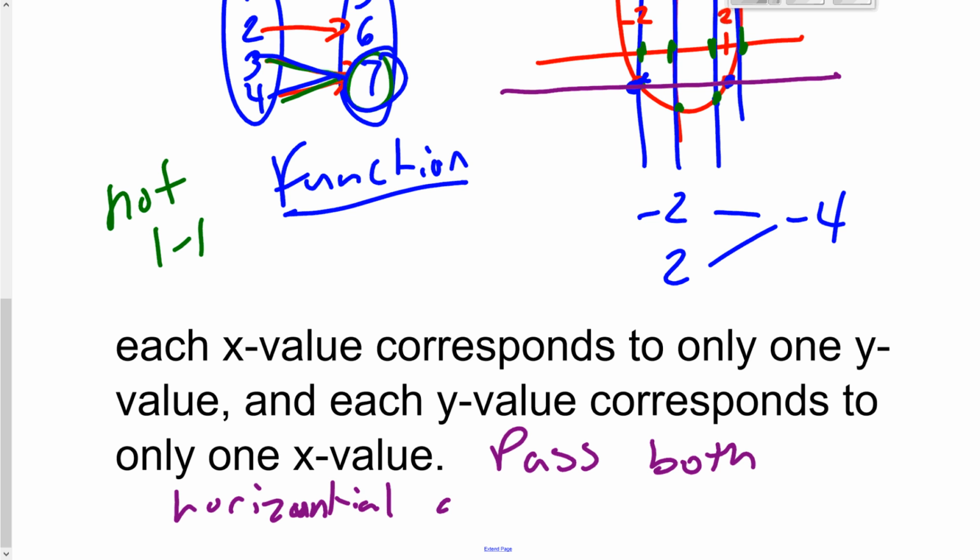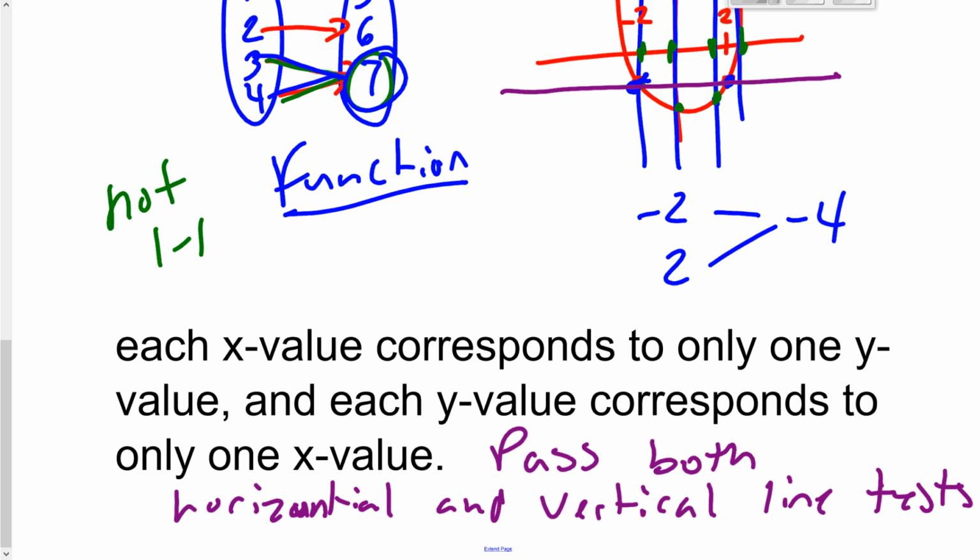Horizontal and vertical line test. So you have to pass both those tests in order to be one-to-one. So this one, all quadratics will not pass, right? Because they all look like a U or an N. So they're all not going to pass the horizontal. So all quadratics are functions, but they're not one-to-one functions.